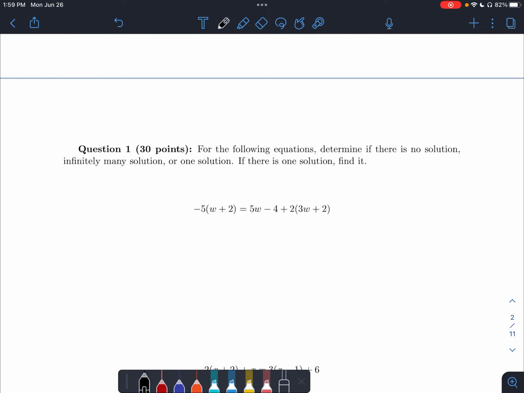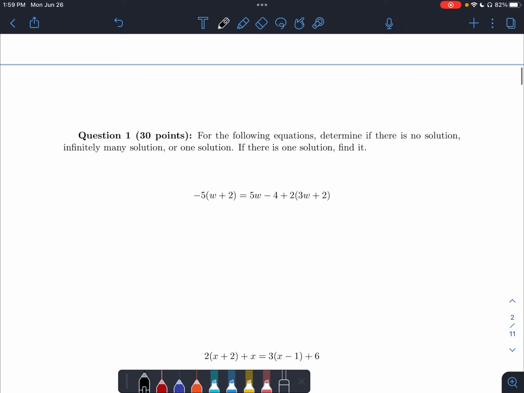So for question one, it says for the following equations, determine if there is no solution, infinitely many solutions, or one solution. If there is one solution, you need to find it. Okay, so here we have negative 5 times (w plus 2) is equal to 5w minus 4 plus 2 times (3w plus 2).